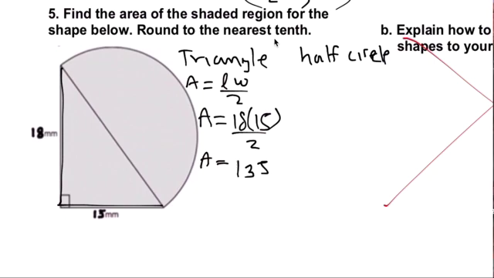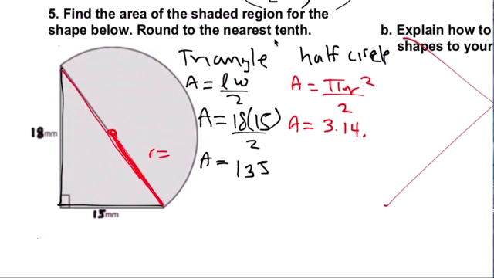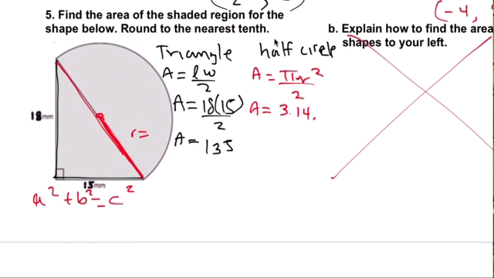And then half a circle, area of a circle is pi r squared. And because it's half, divided by 2. So area is 3.14 times radius squared. Radius is half of the diameter. We don't know the number, so we have to find the diameter. So we use a squared plus b squared equals c squared. 18 squared plus 15 squared equals the diameter squared, because we're trying to find that.